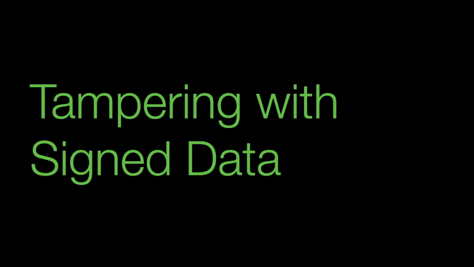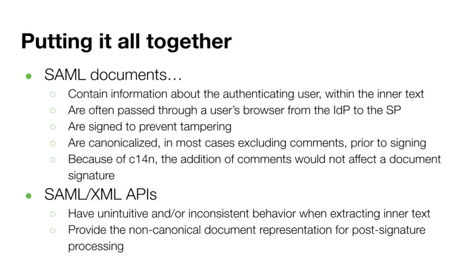At this point we know just enough about SAML to actually construct one of the vulnerability classes that I identified. To recap what we know: first, SAML documents are passed through an untrustworthy browser to convey authentication information within XML. These documents are then signed to prevent tampering, but XML canonicalization algorithms often don't factor comments into signature validity. And on top of that, the APIs provided to SAML implementers may truncate text when a comment is added to inner text.